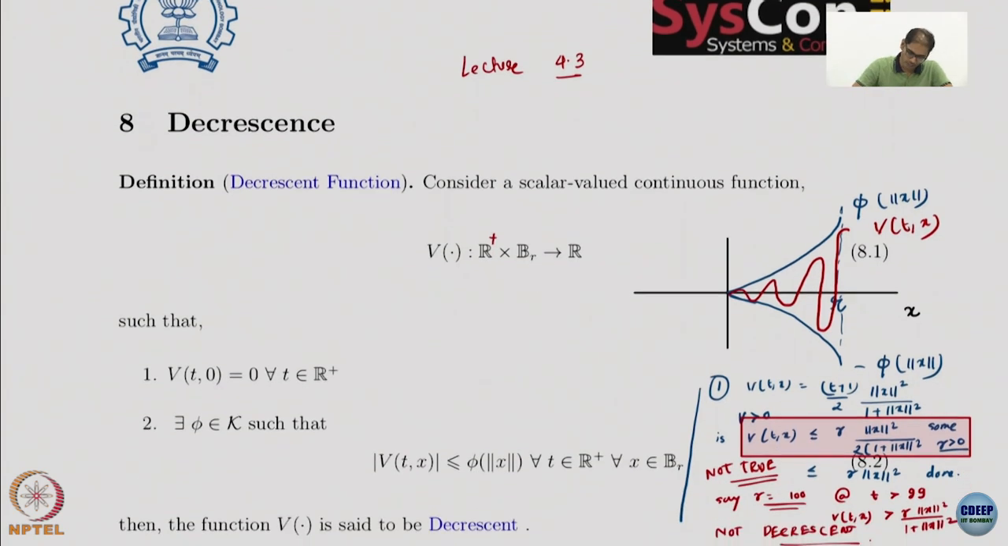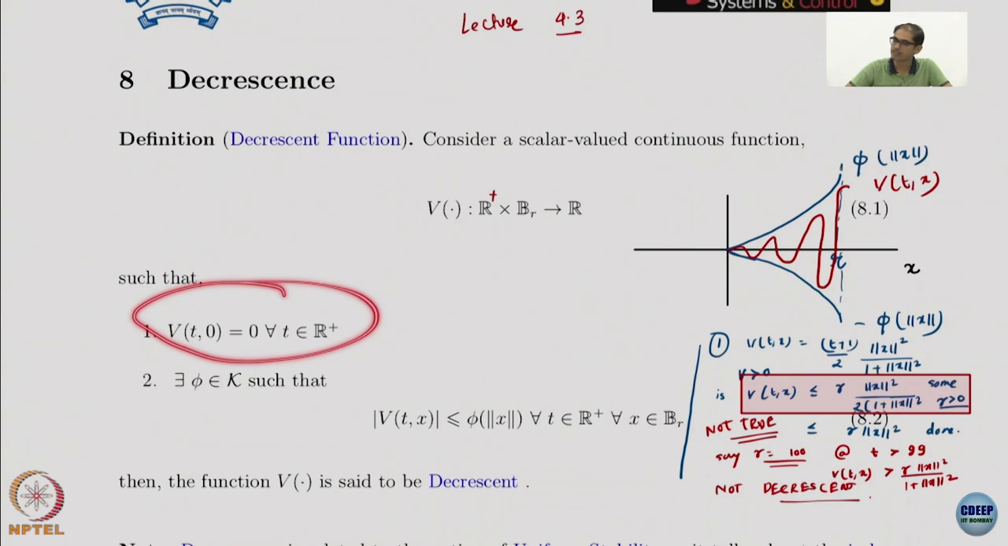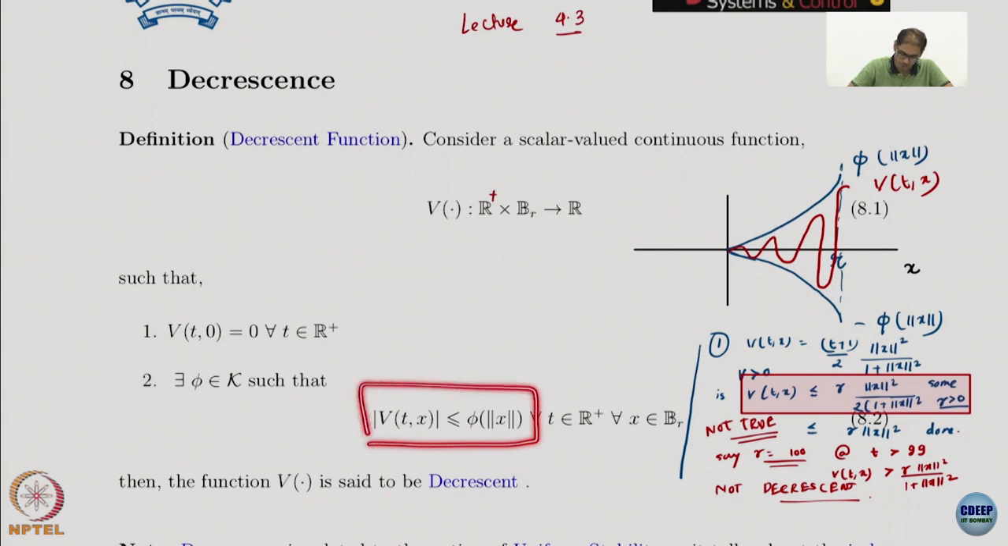So for decrescence you require that the function is 0 at 0, again cannot change because no Lyapunov function is allowed to be non-zero at the equilibrium, and we assume 0 to be the equilibrium. For all time. And there exists a class K function such that in absolute value this function V is dominated by the class K function. Just digest it, it is mentioned in a slightly different way. You have put in the absolute value here, which means we are not restricting V from being negative.